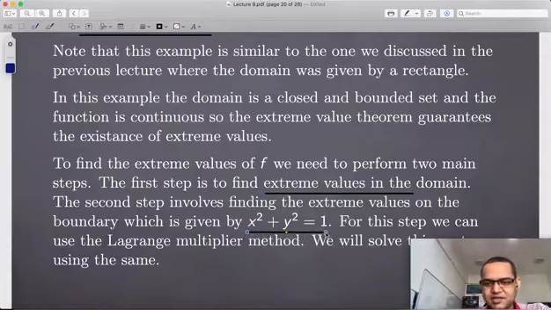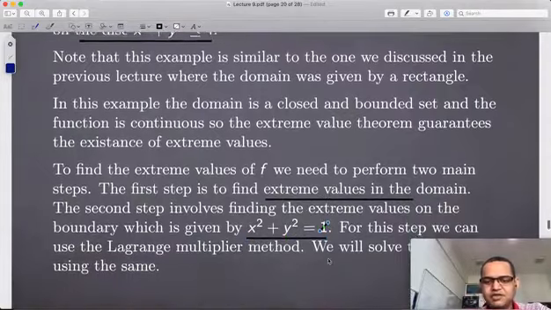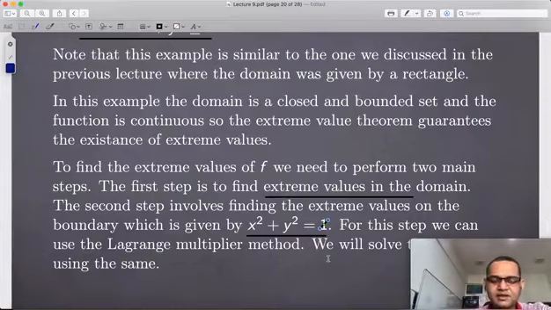Okay, so this is a slight typo here. The boundary is not equal to 1, rather it is equal to 4. Okay, so please correct that when you solve it.